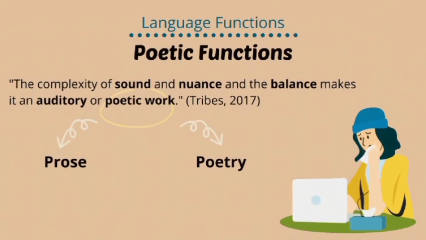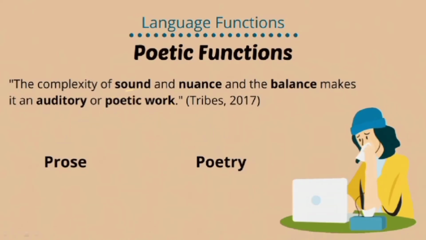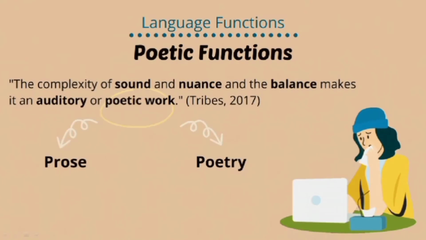Third is the poetic function. The poetic function of language is the aesthetic of language, which allows the creation of messages. According to Tribes 2017, the complexity of sound and nuance and the balance make it an auditory or poetic work. The poetic function is usually associated with prose and poetry, which aims to show the beauty of language to entertain the readers.